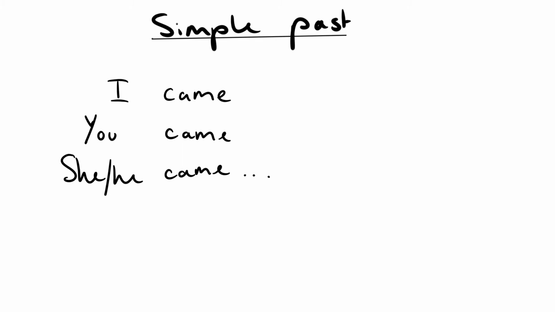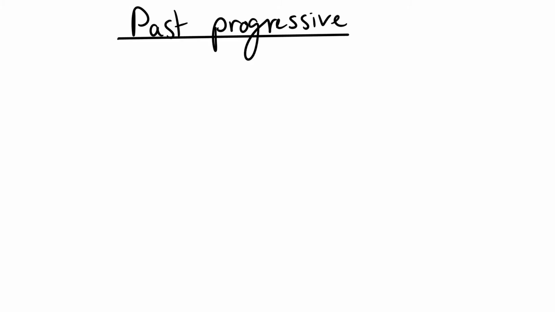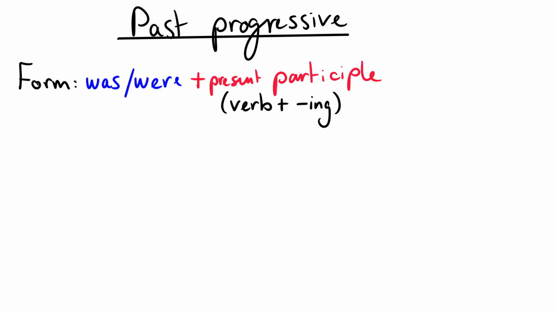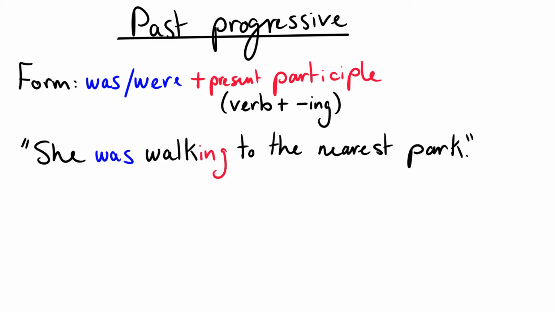The second past verb tense is the past progressive, and it is used to describe an action that was ongoing in the past, but that has now been completed. It is made up of a past form of the verb to be, that is, was or were, depending on the used pronoun, plus a present participle, meaning the verb plus ing. I know this sounds complex, but it's actually pretty simple and intuitive. So for example, she was walking to the nearest park.